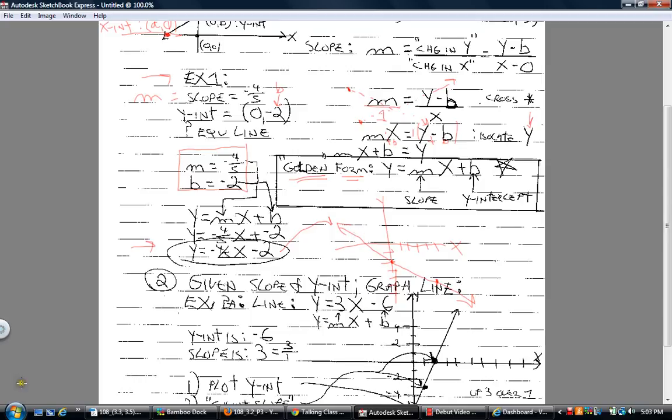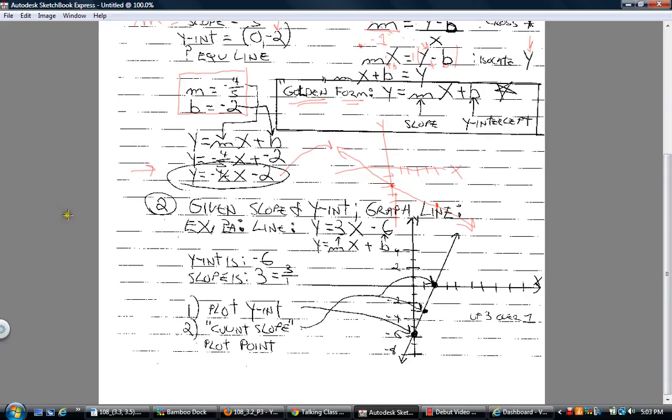Okay, let's take a look here. Let's look at objective number 2. They want us to, given the slope and the y-intercept, graph the line. Now I kind of talked about that real quick up here, but let's do it again. Okay, now, here's a challenge. Well, not yet. Excuse me, I take it back.